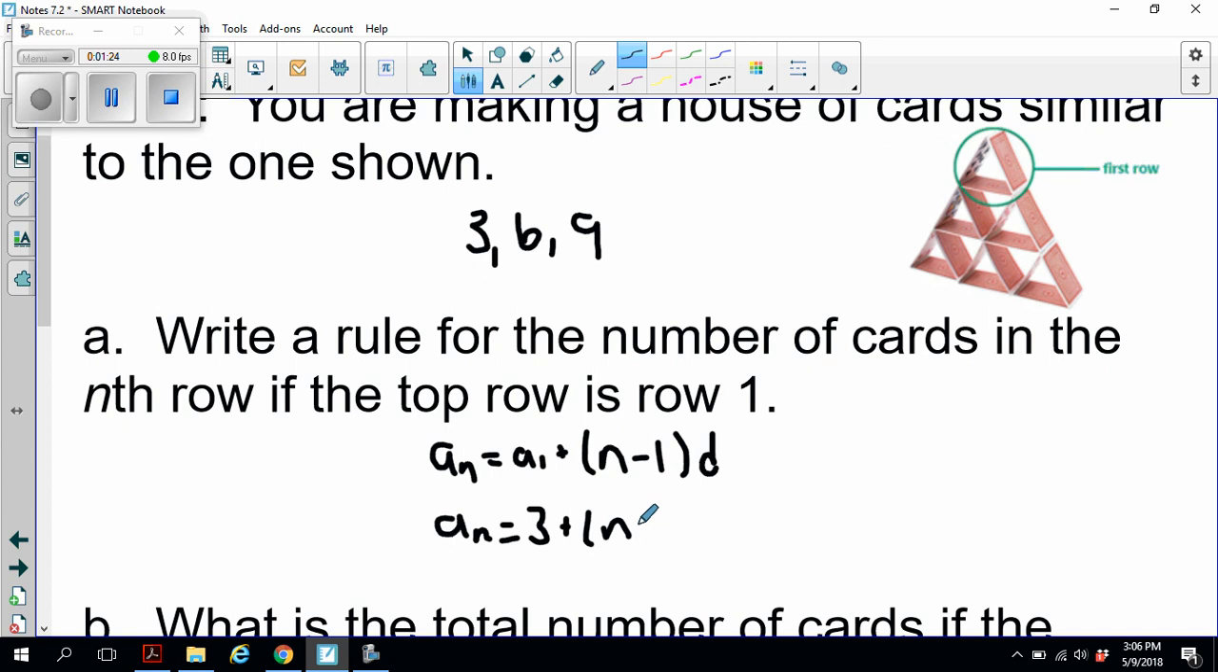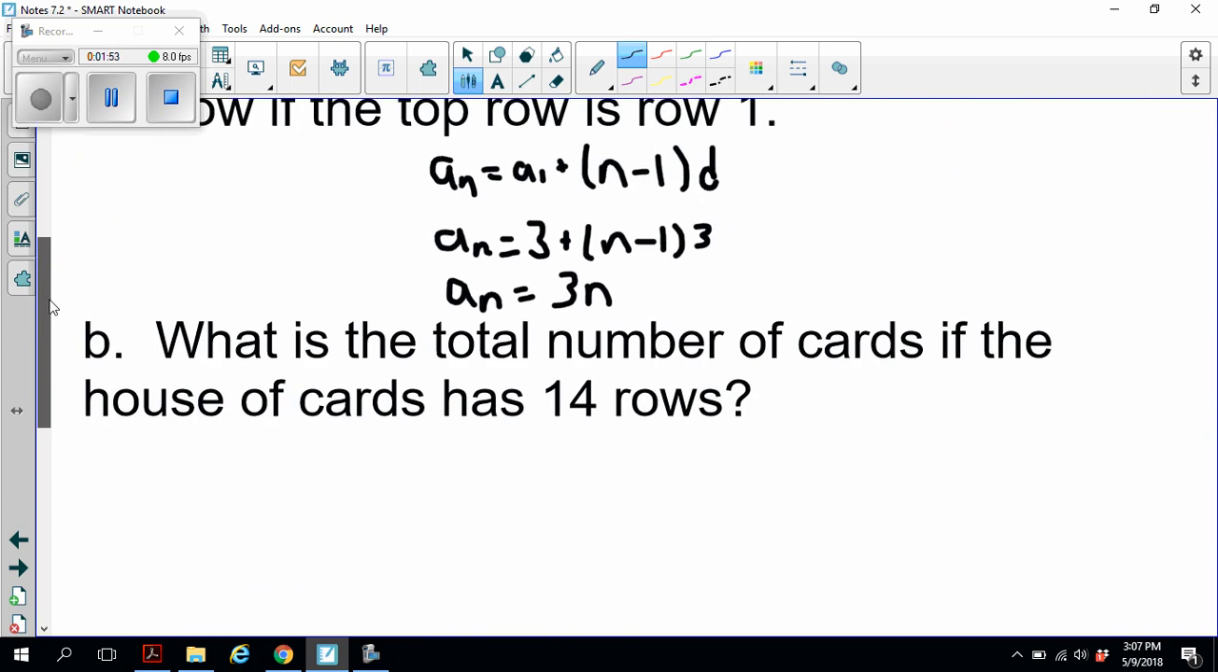Now for our common difference, all we have to do is figure out how far 3 is from 6. Well, that's 3, and then 6 from 9, that's also 3. So our common difference here is 3. Now remember, we need to distribute the 3 to the n and to the negative 1. When you do all the calculations, which you can do on your own, your rule here should be 3n.